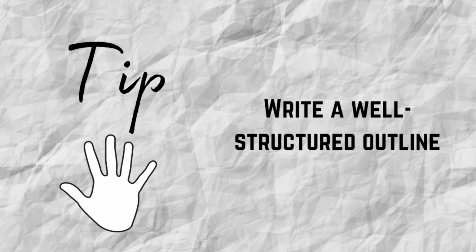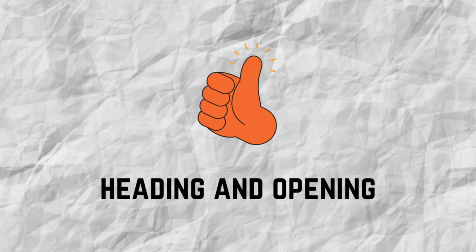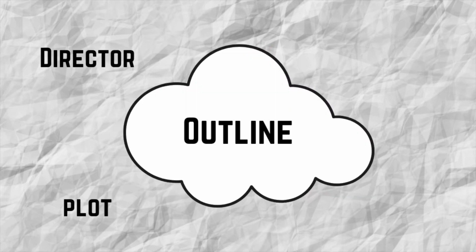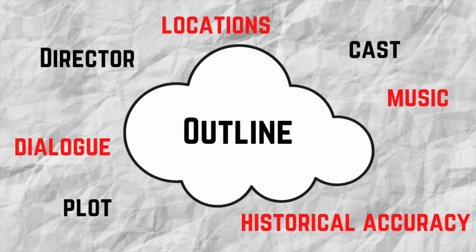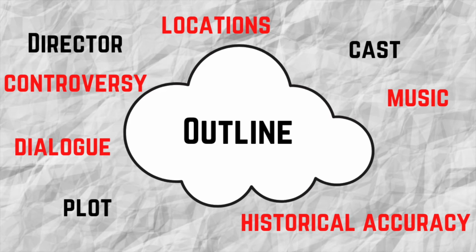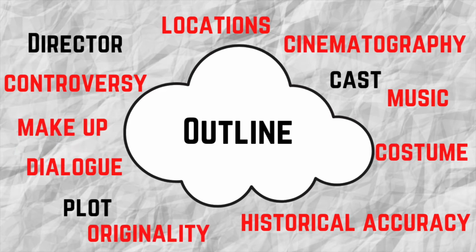Tip 5. Write a well-structured outline of your review before you start writing so that you don't leave anything important out, and so that it flows naturally from point to point. This must include a great heading and opening to hook your reader and should include director, plot, and cast. It could also include dialogue, locations, music, historical accuracy, any controversy surrounding the movie, originality, cinematography, costume, makeup, or special effects.